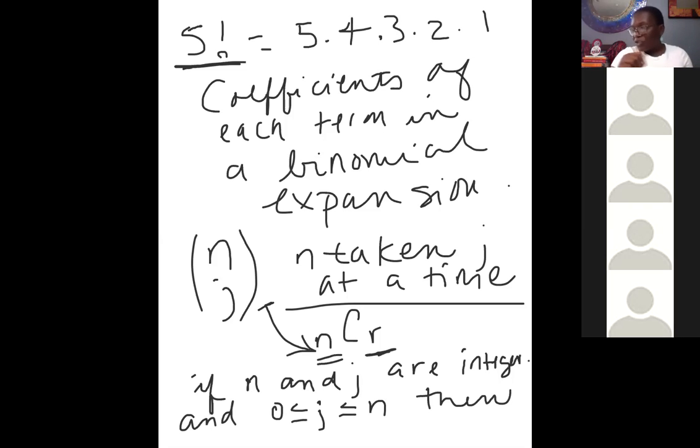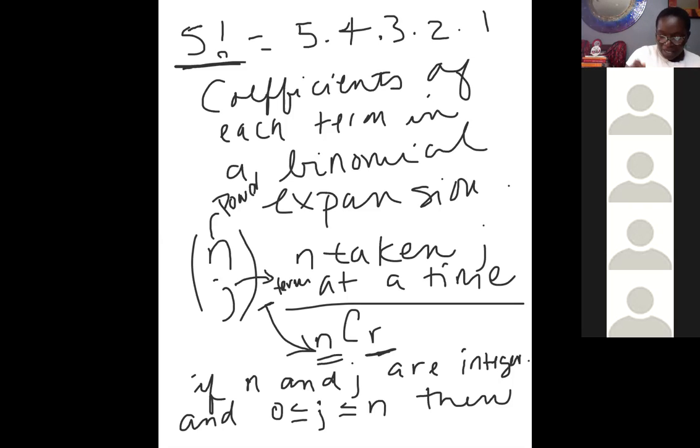By the way, guys, just so you know, n right here represents the power on the binomial, and j represents the term. Which term are we talking about, okay? Once again, n represents the power on the binomial, and j represents the term. All right, guys, so I am going to turn this over so we can continue.